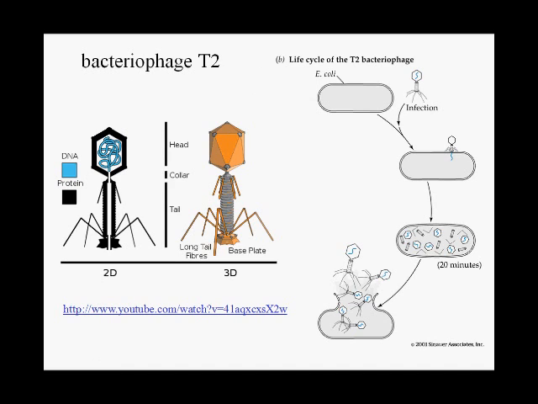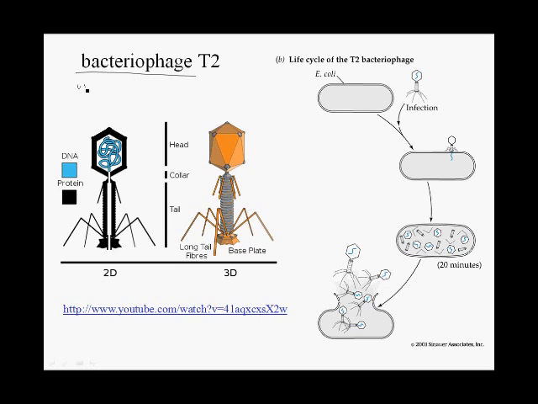Their conclusions were ultimately verified by experiments by Alfred Hershey and Martha Chase. This is called the Hershey-Chase experiment. Before I talk about the Hershey-Chase experiment, I need to talk about their model organism. It's called bacteriophage T2.